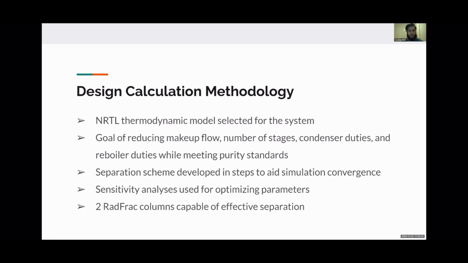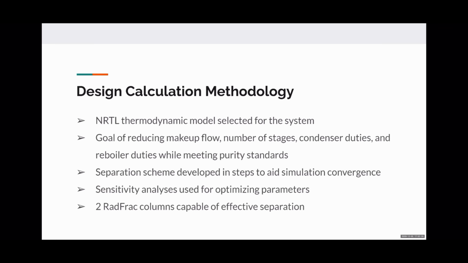And so we're looking here to reduce various costs that can be represented in various ways in Aspen Plus, while still meeting all the purity standards that Megan mentioned.